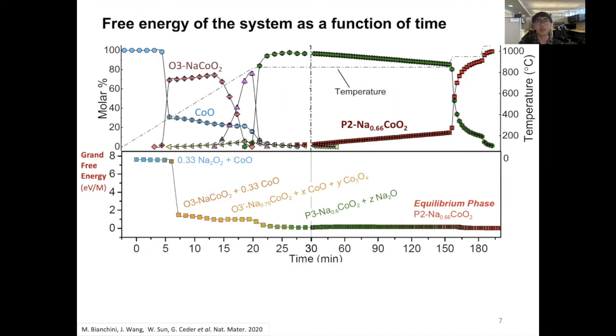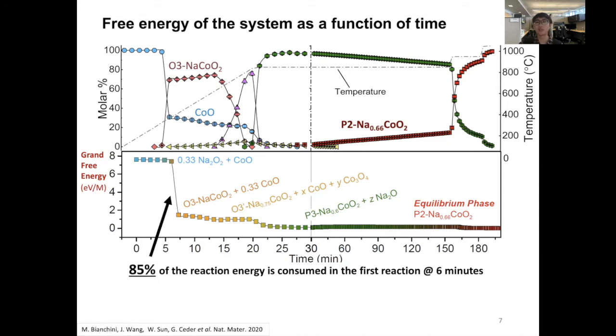To understand the thermodynamic evolution of the system, we then calculate the Gibbs free energy of the entire reaction vessel as a function of time, accounting for open boundary condition with respect to oxygen. Each point in this bottom figure is calculated based on DFT calculated energy and experimental phase fraction in the top figure. This energy cascade shows that nearly all of the reaction energy is consumed in the first 30 minutes. Specifically, around 85% of the reaction energy is consumed into the formation of O3, leaving less than 2% available for the transformation from P3 to P2.